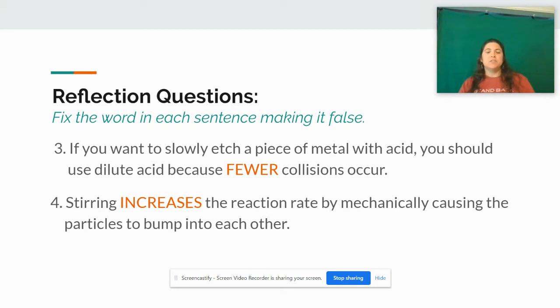All right, so these 2, we had temperature already, and then we had surface area. So these 2 involve concentration and stirring. So if we want to slowly, that's the key word there, slowly etch a piece of metal, we want to use a dilute acid because we actually want to slow down the reaction. So if we want to use a dilute acid, that's less concentration, which means less particles, which means fewer collisions. In the stirring example, when we stir, we mechanically increase the reaction rate by making more of the particles bump into each other because we're making them move around more.